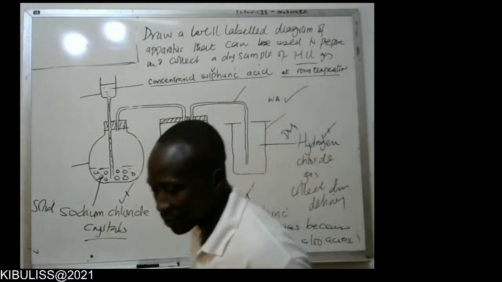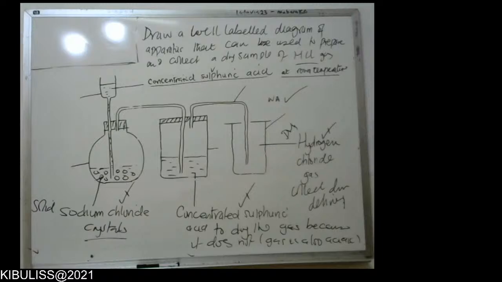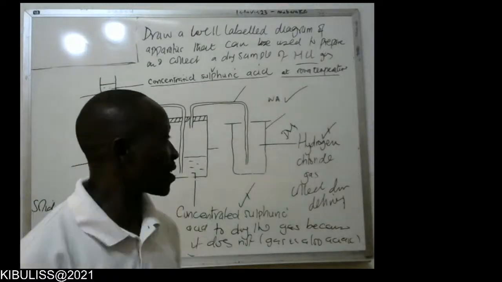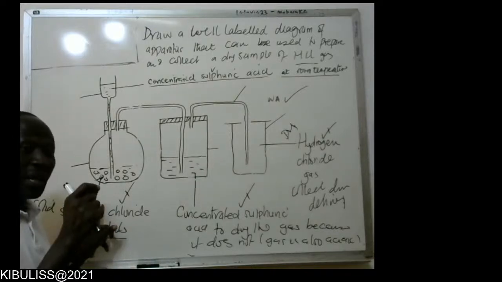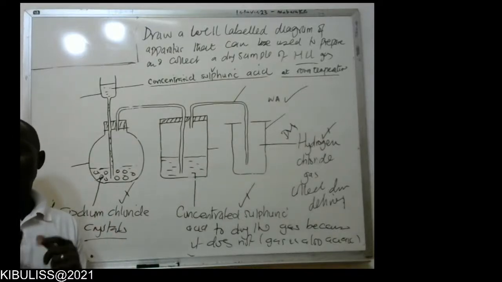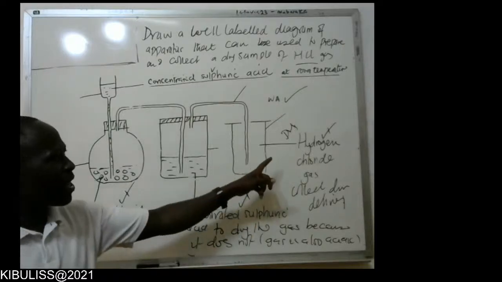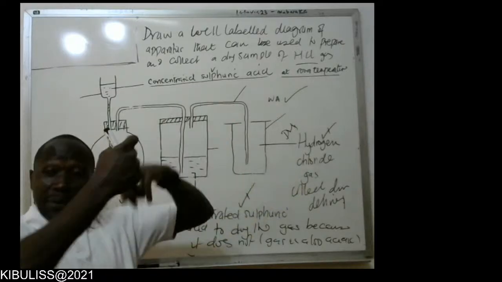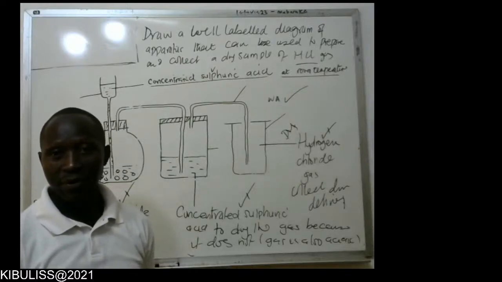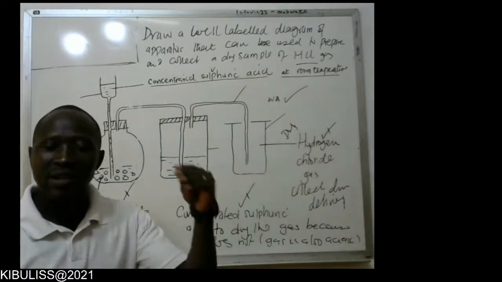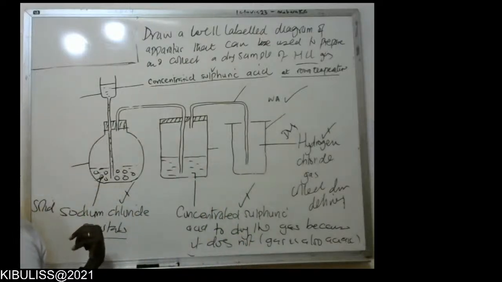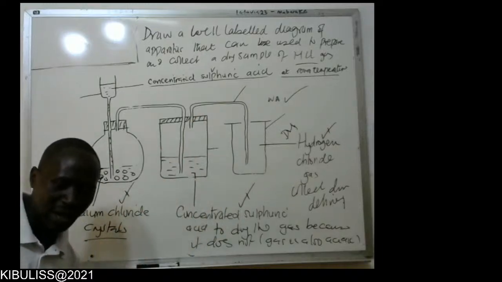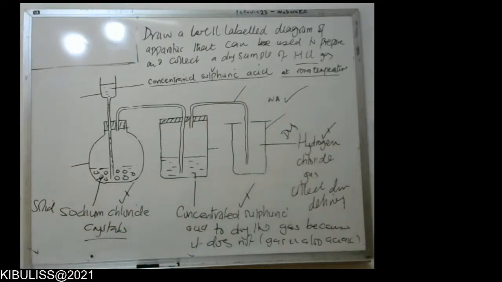Okay. One student is asking, why don't you use dilute sulfuric acid? I mentioned that we don't use dilute sulfuric acid because it has water in it. Because of that water, the hydrogen chloride gas that is produced ends up dissolving in it, so you never collect hydrogen chloride gas, since the gas is very soluble in water. Right? So that's one question so far.